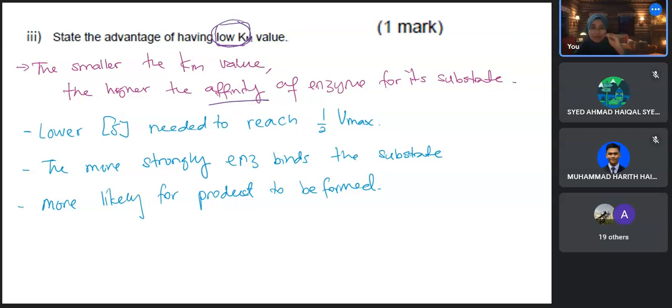The smaller the Km value, the higher the affinity of the enzyme to bind to the substrate. So it shows you the more strongly the enzyme binds to the substrate, and the more likely product will be produced. So basically you want a substrate with the lowest Km value, so this will attract the enzyme to bind to the substrate more.